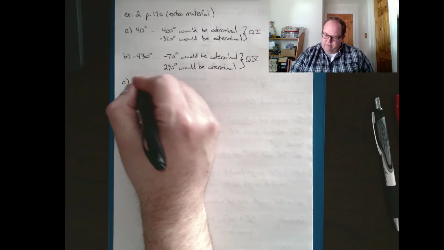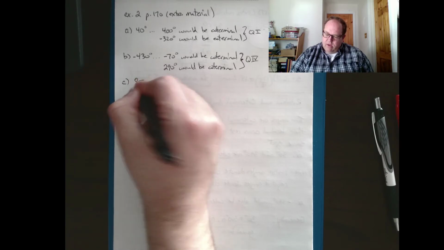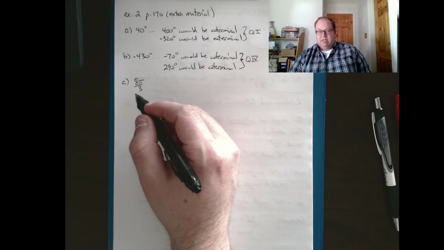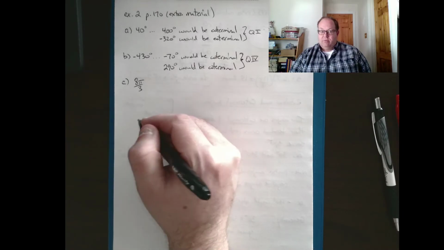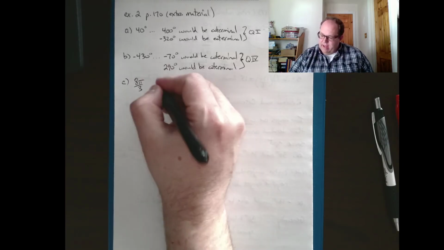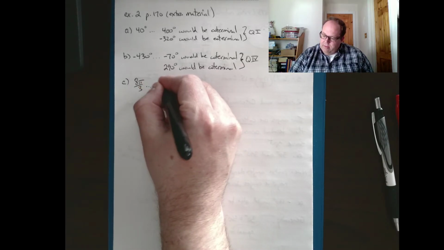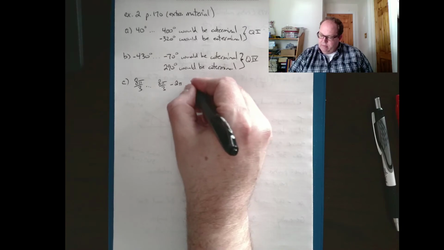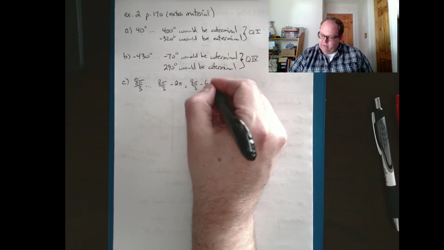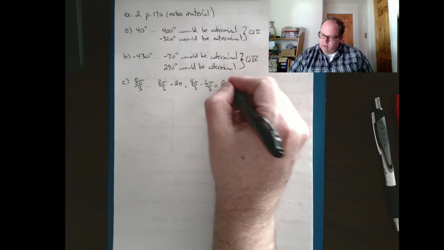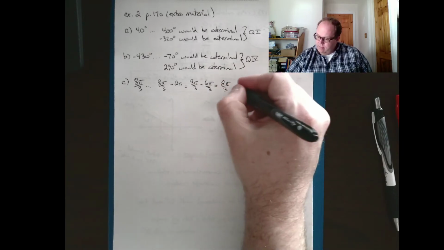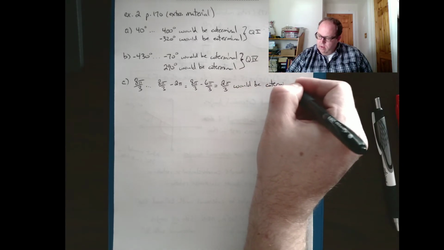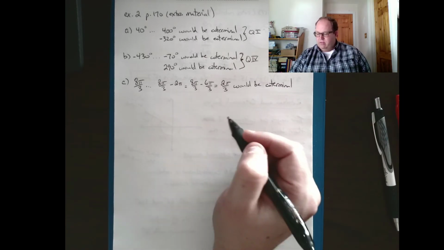In part C, I'm looking for things coterminal with 8 pi over 3 radians. Now, I'm working in radians, so instead of adding and subtracting 360, I'm adding and subtracting 2 pi, and I will show a little bit more work for that. So, 8 pi over 3 minus 2 pi would be the same as 8 pi over 3 minus 6 pi over 3, or 2 pi over 3. So that would be a coterminal angle measure in radians.